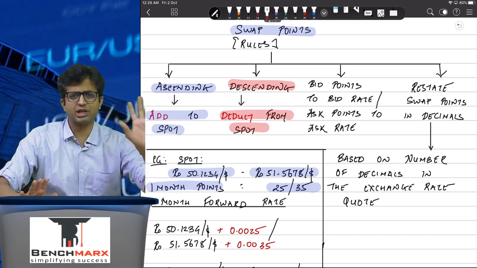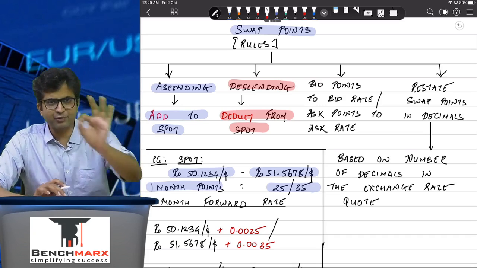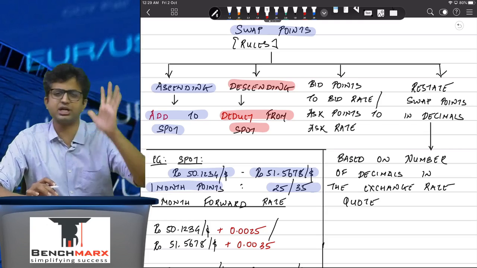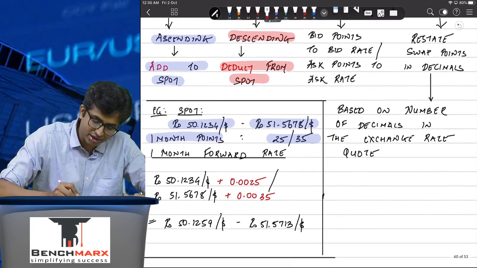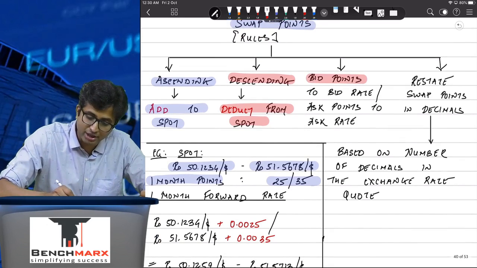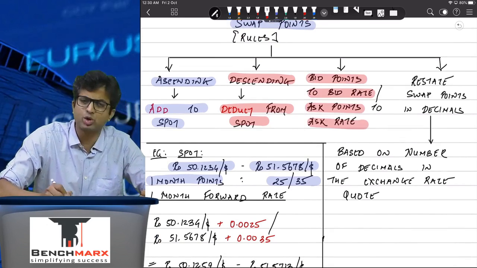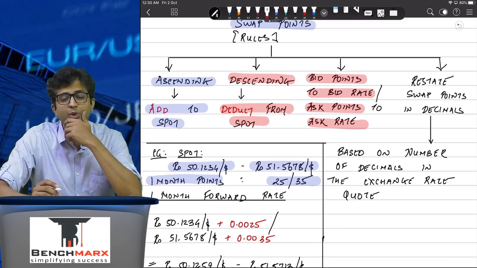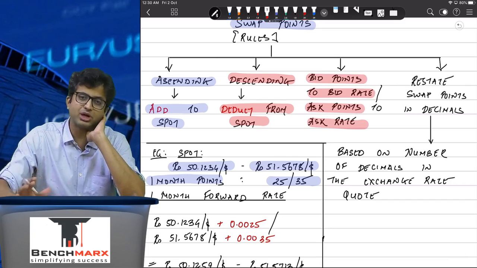If you can remember the logic, fine, otherwise just remember this rule. A for ascending, A for add, D for descending, D for deduct. So over here, this is given in ascending order. So what did we do? We added. The bid points are to be added to the bid rate, whereas the ask points are to be added to the ask rate. But now, we had 25 and 35, so do we just do 50 plus 25, that is 75?